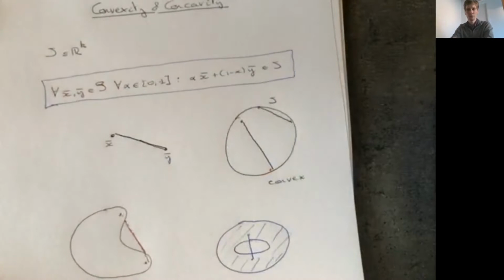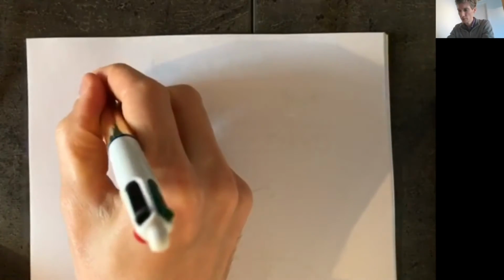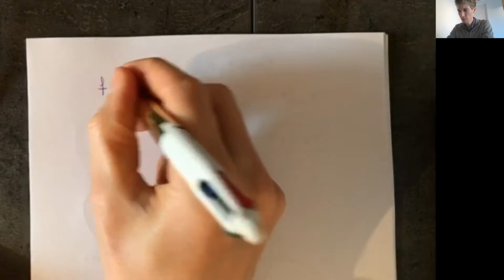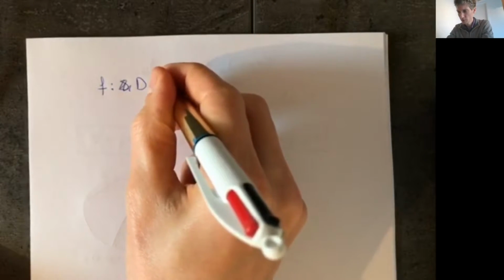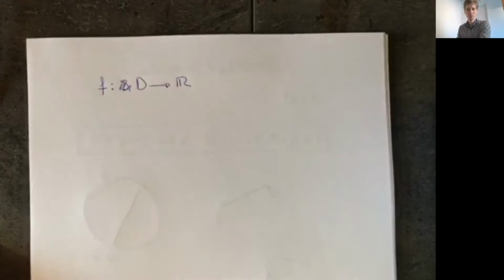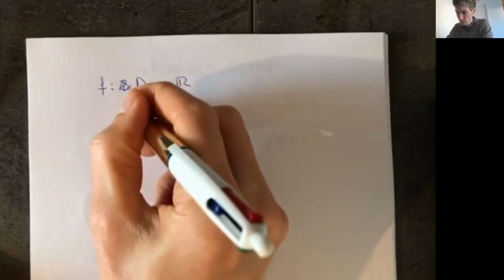It's an important definition. So we're going to use the definition of a convex set in order to define the notion of a convex function. So let me take a function f that goes from some set, let me call it the domain. So it's the domain of a function, and it goes to the real line. And for simplicity, I will require D to be a convex set.